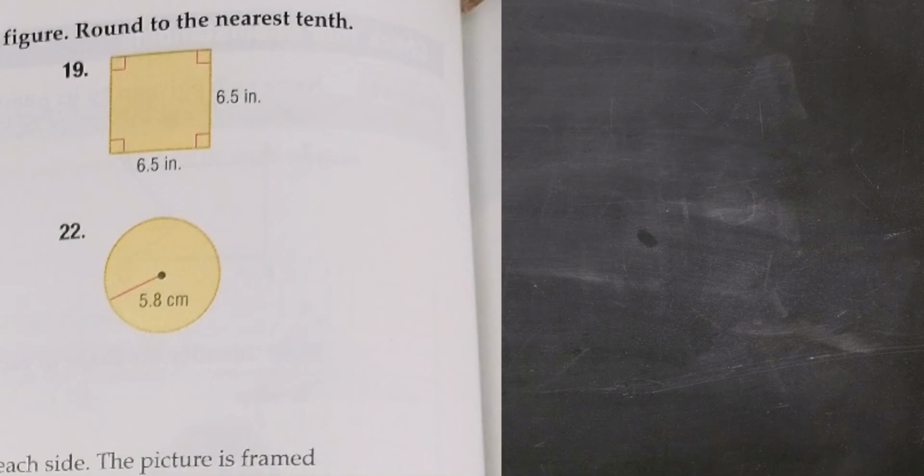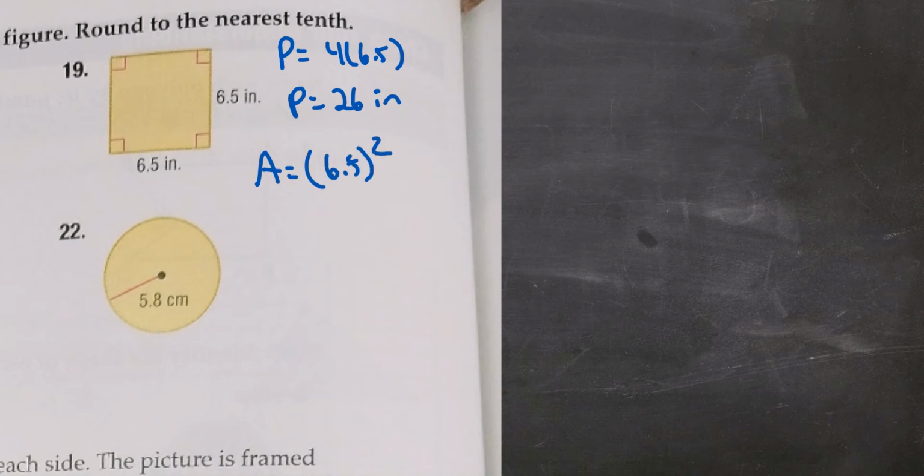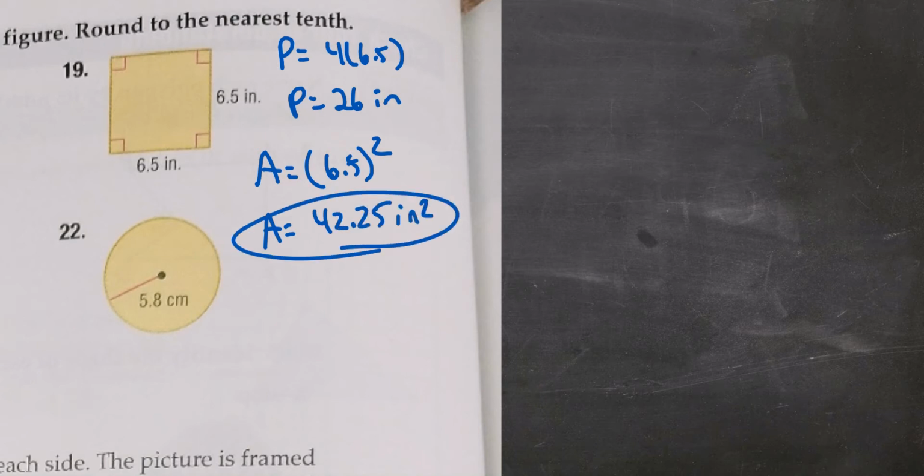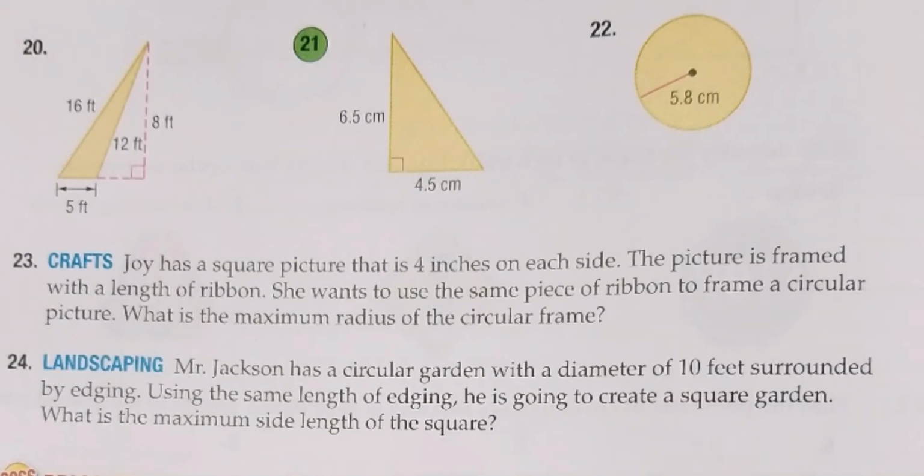19, pretty easy. It's a square. So my perimeter is going to be 4 times 6.5, which is equal to 26 inches. My area is going to be equal to 6.5 squared, so my area is going to be equal to 42.25 square inches. So there's my area, there's my perimeter.